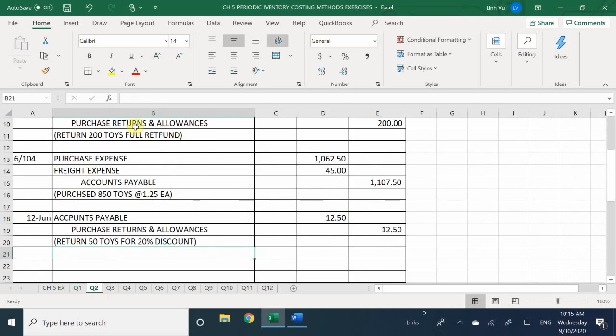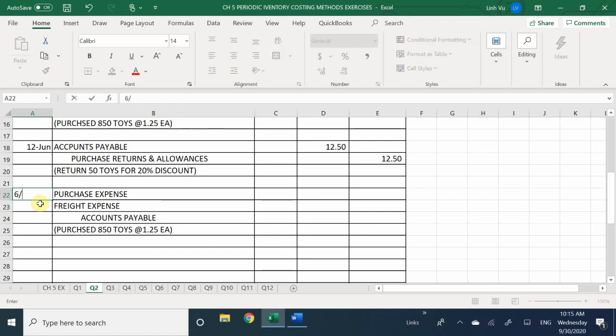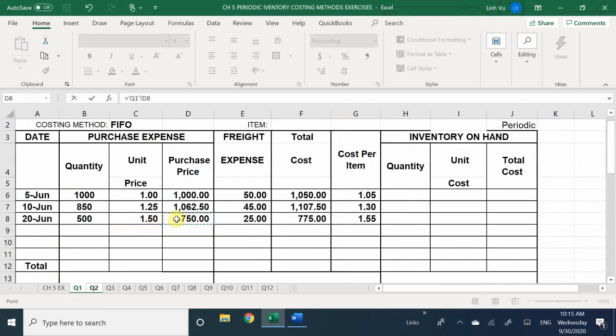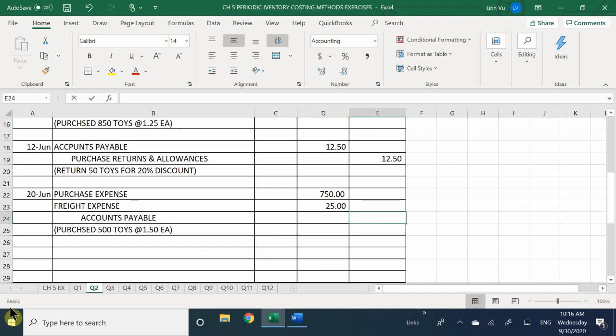And then I'm going to go to my journal. It's going to be the same exact journal entry, except my content and my debits and credits are going to look a little different. So in this case, on June 20th, I made a purchase expense. However, I only bought 500 toys, and it was for $1.50 each. And in this case, we did solve for it. This one was, I believe, $750. And then my freight here was $25. And that brought me to a grand total of $775 even. Okay. Good.